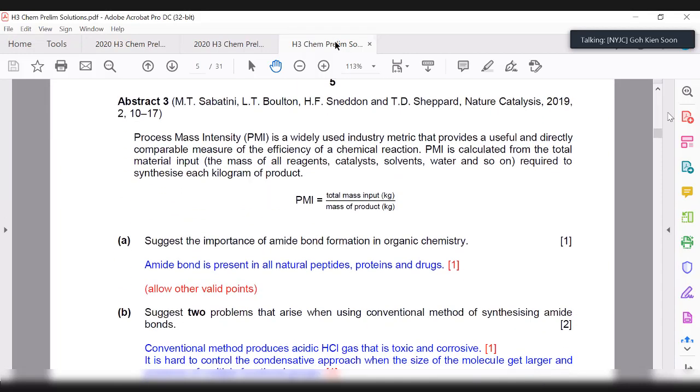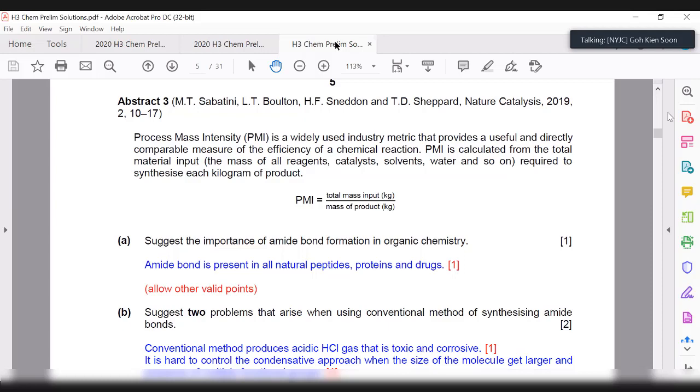Talking about questions, when I set these stimulus-based questions, usually I will try to allocate about 1 or 2 marks to test something that is really beyond the syllabus, beyond H3, beyond H2. I just want the students to think out of the box and give me an answer that they cannot find in lecture notes. I just want to see how creative they are in giving me a good answer.